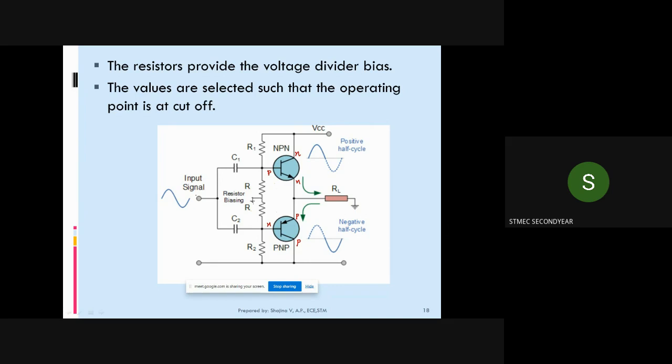Now, if you are applying an input sinusoidal signal like this, during the positive half cycle, here we are not using any transformer. That is the difference between the push-pull configuration and the complementary symmetry configuration. In push-pull configuration, we are using a transformer here.